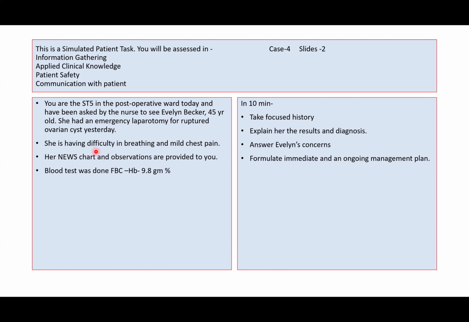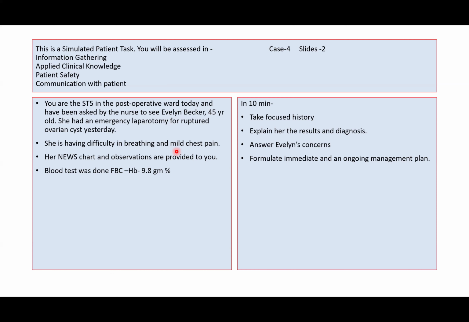Well, I'm having very much difficulty in breathing. I don't know what's happening. And there is some mild chest pain as well. So, do you want some oxygen to be given? Yes, that would be fine. Okay, I'll ask my staff nurse to give the oxygen. Are you comfortable to talk with me now?